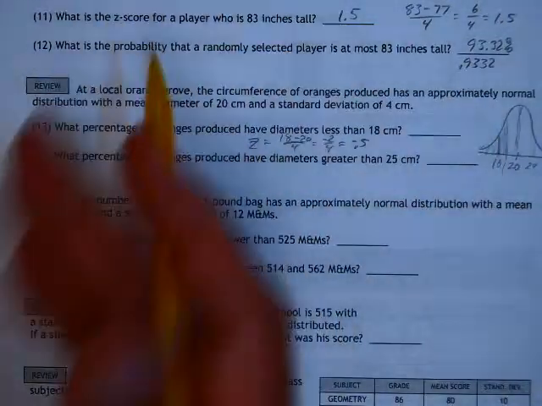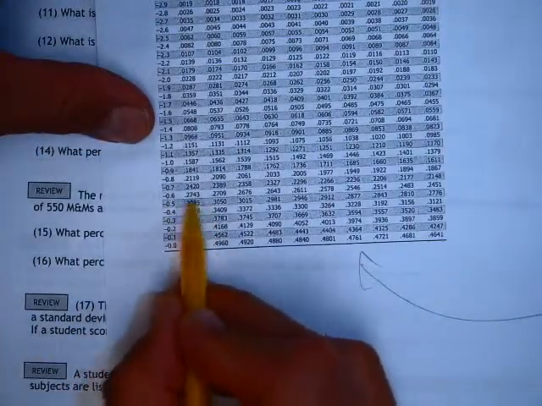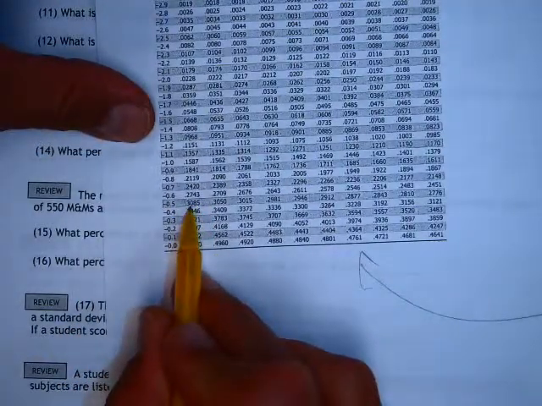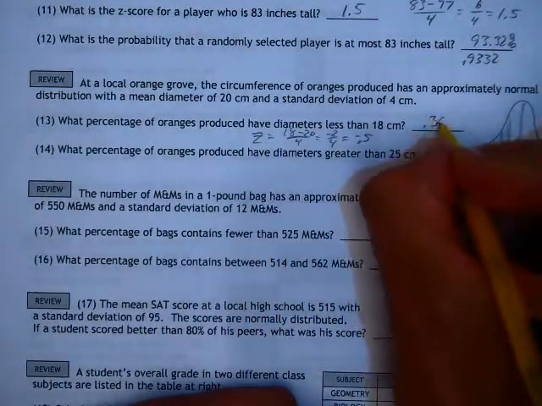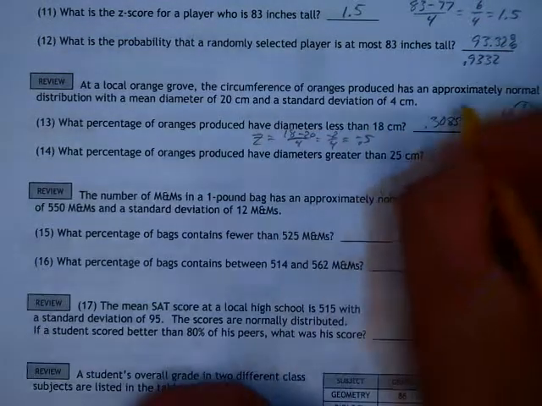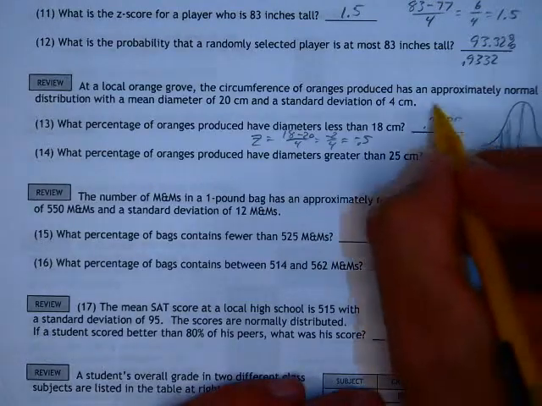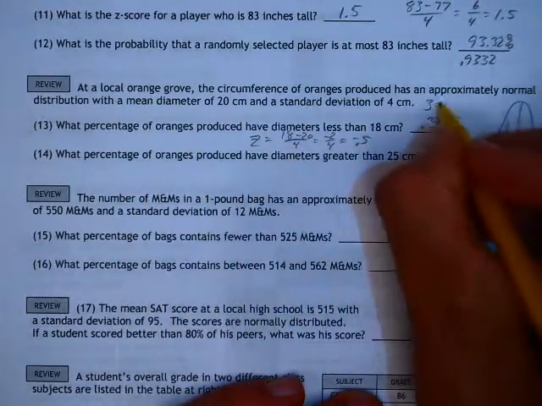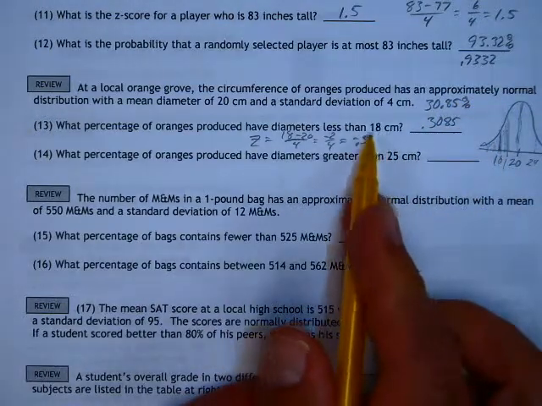Now, we're going to the left, which means we're just using the left side here, and the number works. If it's going to the right, you have to subtract from 100. So negative 0.5 is here. We're not going up beyond, so it's 0.3085. So 0.3085 is an acceptable answer. If you change it to percentages, it's 30.85%. So I guess it's asking for percentages. So 30.85% are going to be smaller than 18 centimeters.